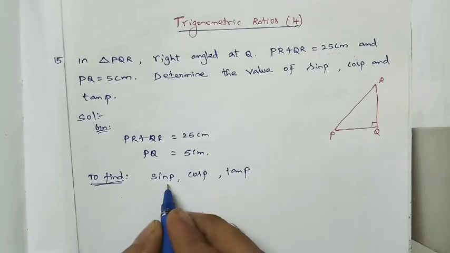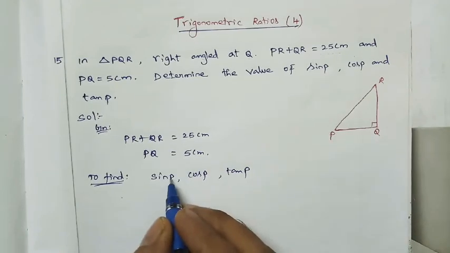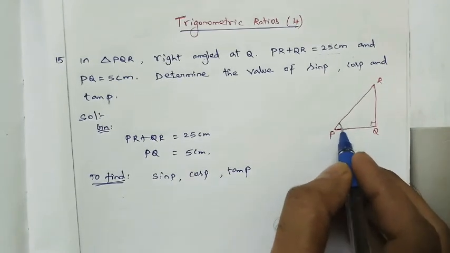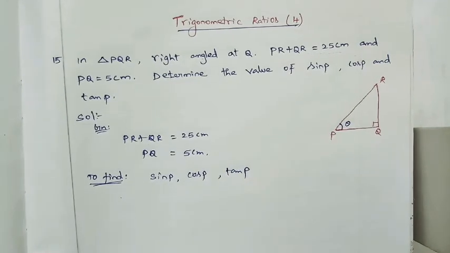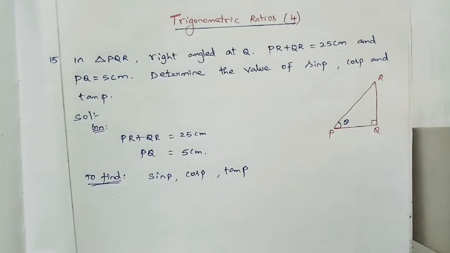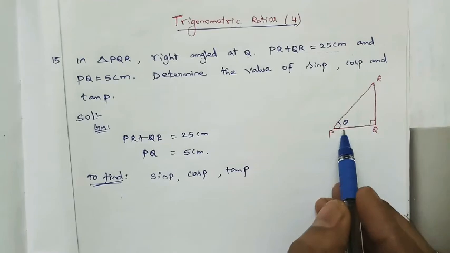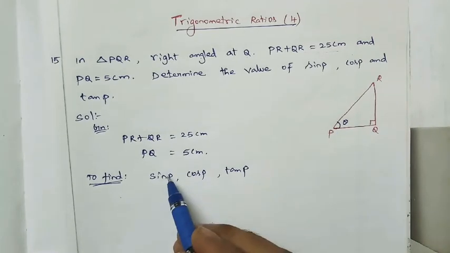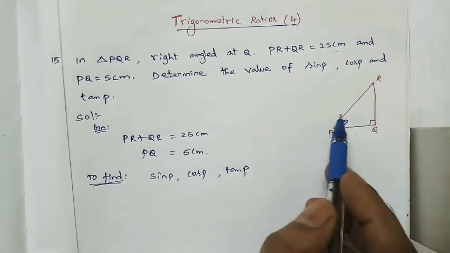They have assumed that angle P is nothing but theta, so for theta we want to find sin P, cos P and tan P. For finding sin P, sin P is nothing but opposite side divided by hypotenuse. For P, we want to find the opposite side and the hypotenuse.